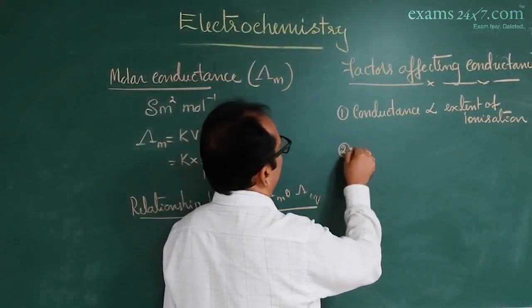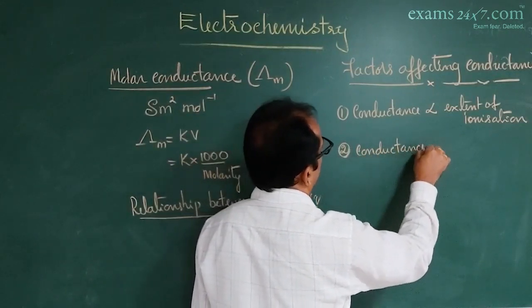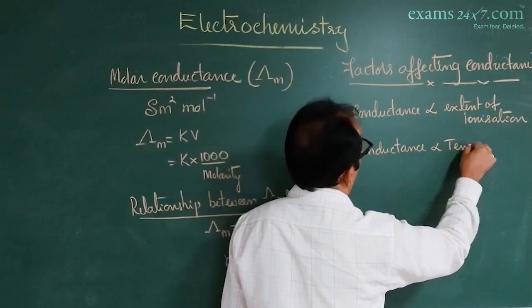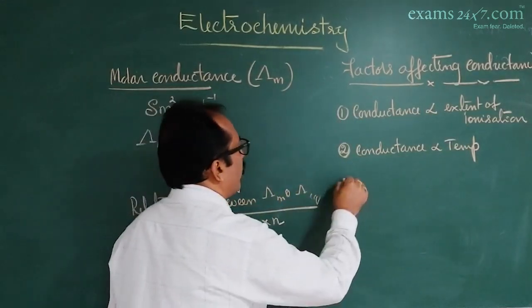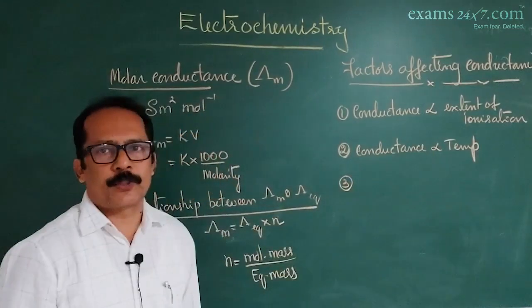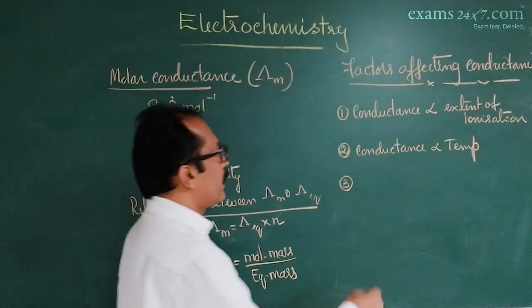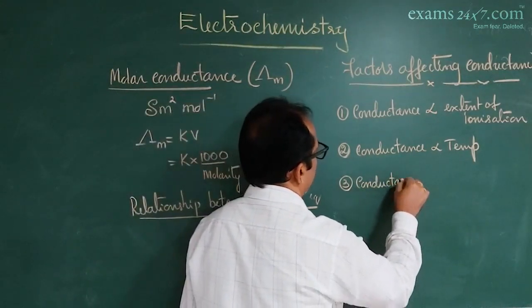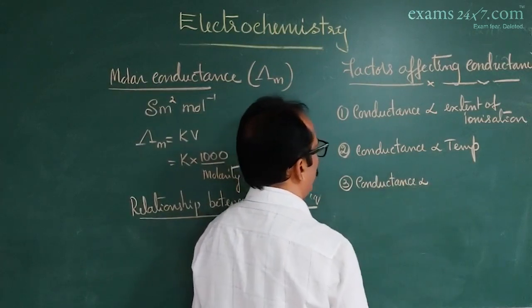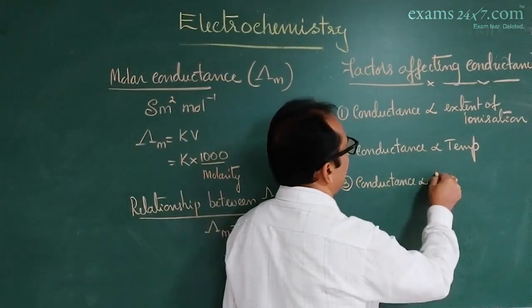Next, temperature: conductance is directly proportional to temperature. Now, next about the mobility of ions and also the size of the ions. Conductance is directly proportional to ionic mobility.